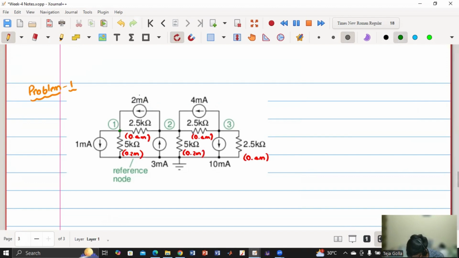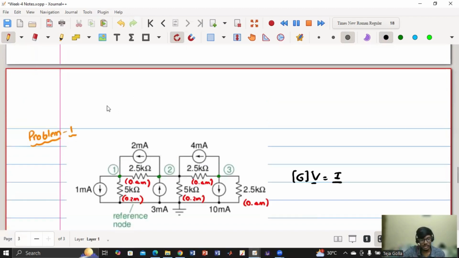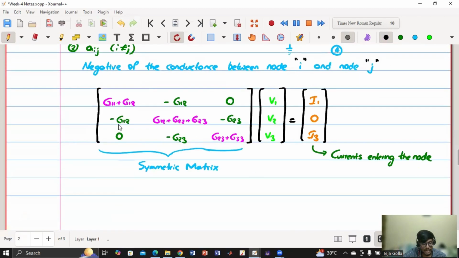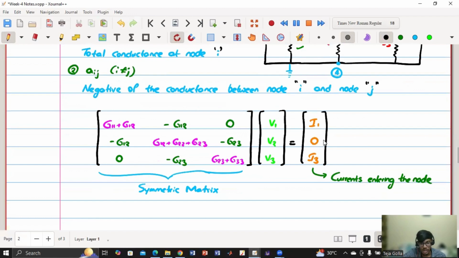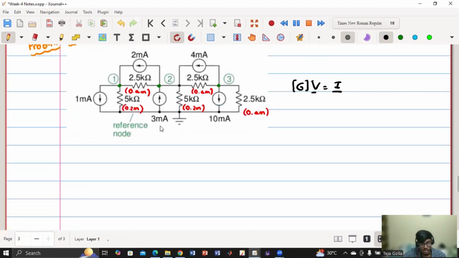So now they have given node 1, node 2, and this is node 3. So we have to write the conductance matrix G into V vector is equal to I vector. Diagonal element first we'll write, which is the total conductance at the node i, and then the non-diagonal elements are the conductance between node i and node j. And on the RHS I vector, we'll write the currents entering that particular node. So now we'll start writing this matrix 3 cross 3.